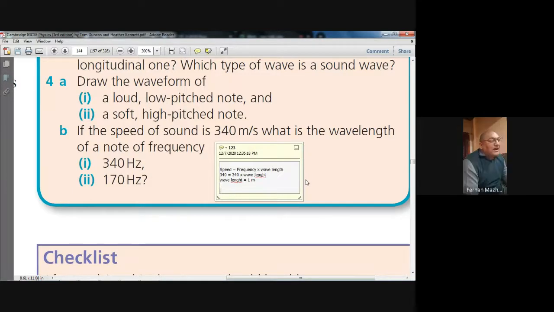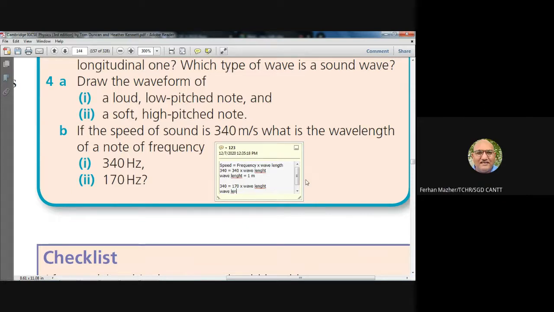And if we do the second part, the speed is 340 and the frequency is 170. So what will be the wavelength? Do the calculation. The wavelength will be equal to 340 divided by 170, which is 2 meter. Yeah, it will be 2 meter. Do you understand these numericals?